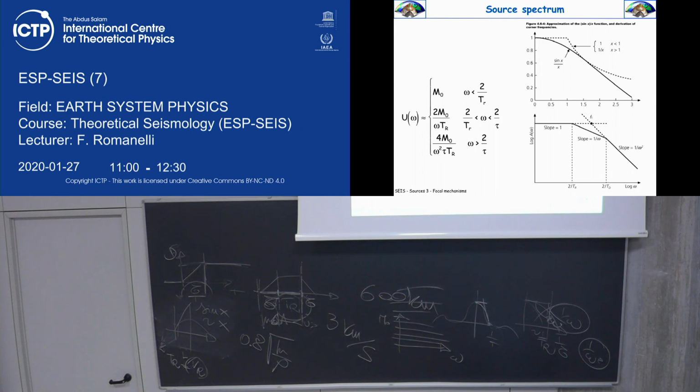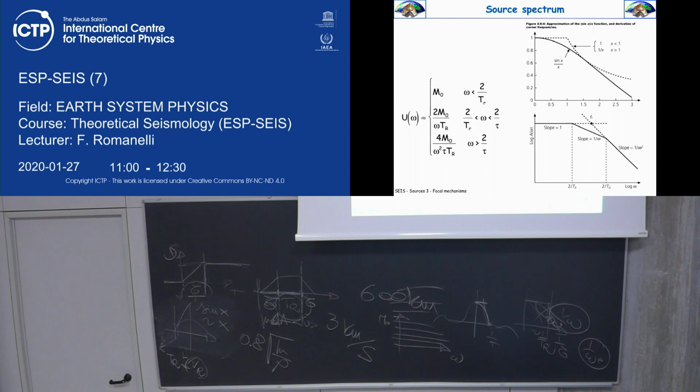Because the source spectrum is saying that, okay, look, since the slip is taking an amount of time to do it, and rupture is taking an amount of time to be completed, the source spectrum is falling with frequency, and after a given frequency, it's falling as omega squared. In other terms, it's called a filter, and it's a low-pass filter. And this will have a strong influence on the definition of magnitude, because this picture here is at the base of what we call magnitude saturation, that hopefully we're going to discover on Friday.